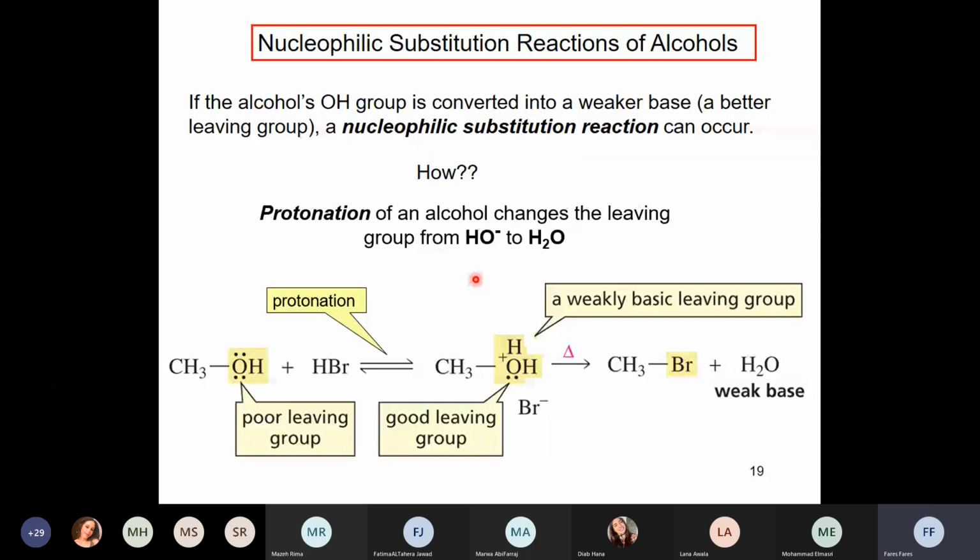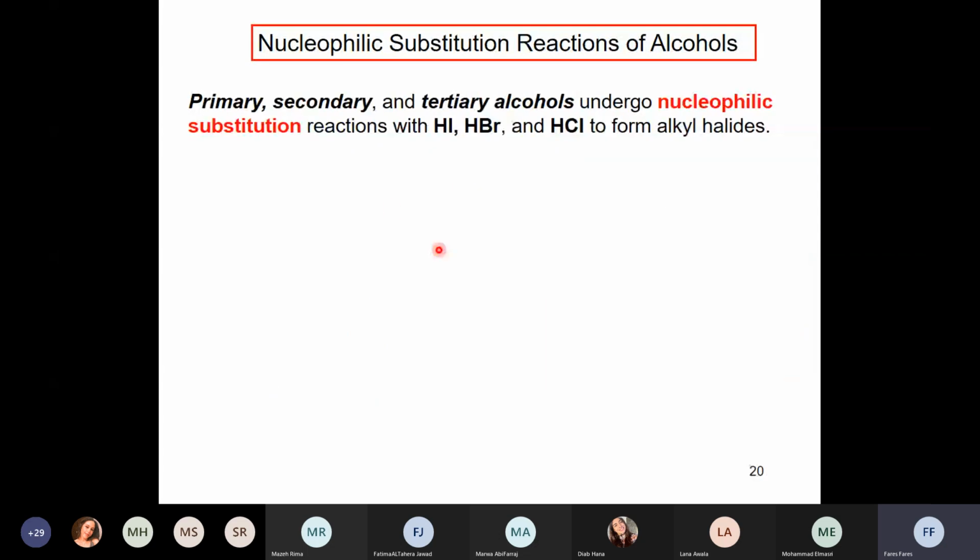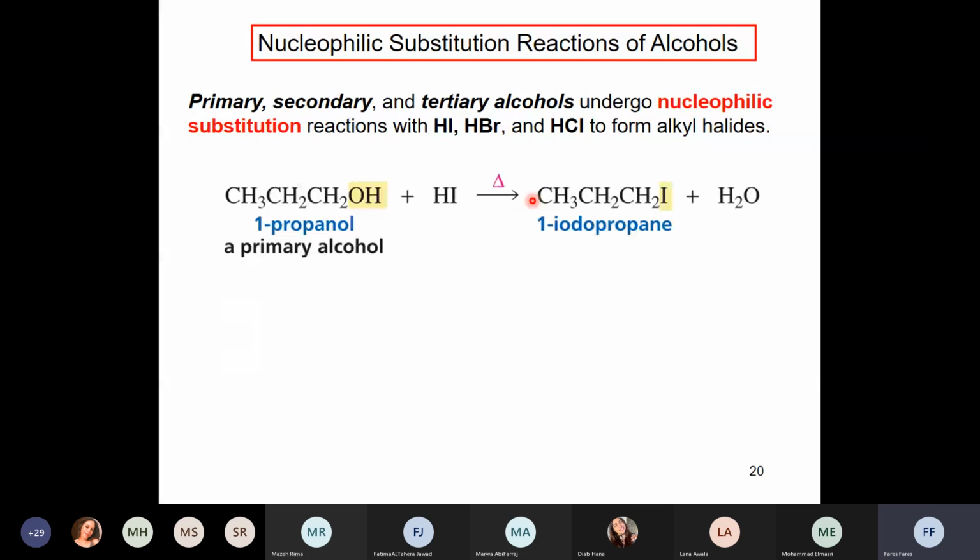Now, all kinds of alcohols will undergo nucleophilic substitution. That means the primary, secondary, and tertiary alcohols will react with HI, HBr, and HCl. These play the role of acids. They protonate the alcohol first, then the Br or the I or Cl replaces it, so we have done a substitution. For example, a primary alcohol such as this one treated with HI. Step 1, protonation of the alcohol. Then in step 2, the I minus comes and takes the place of the H2O.